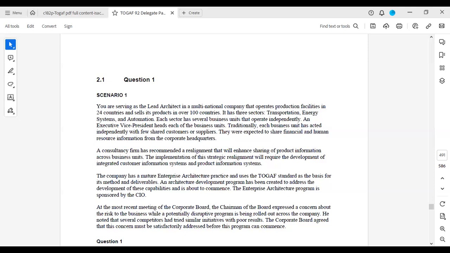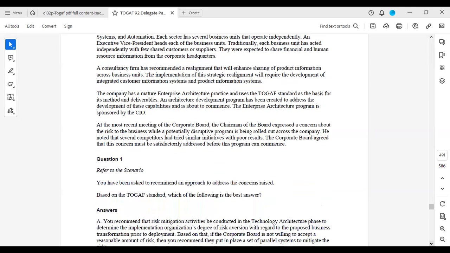Is it phase A, phase B, phase C, risk management? Is it compliance? Is it governance? Is it the preliminary phase? It is not. So that's why I told you the first thing is very important: to identify what is the question topic.